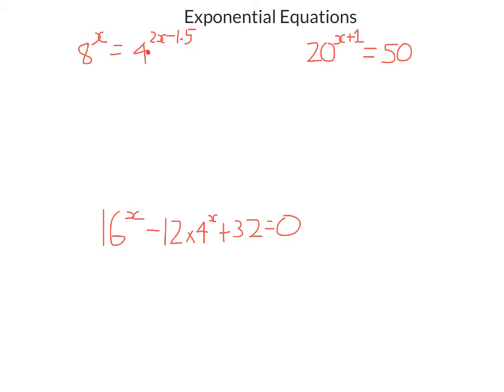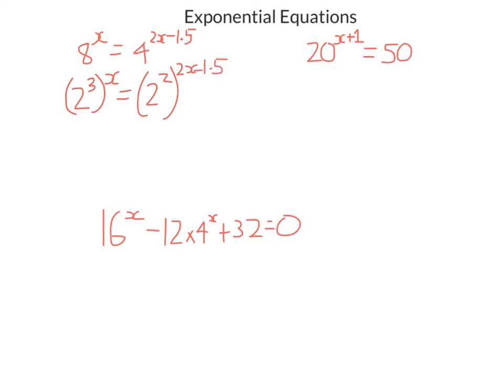The problem is 8 and 4 are different bases. What I need to do is write these two expressions so they have the same base. Then I can just equate the powers. So 8 is not a power of 4, but both of them are powers of 2. So I can write 8 to the power of x as 2 to the power of 3, to the power of x, equals 4 to the power of 2x minus 1.5.